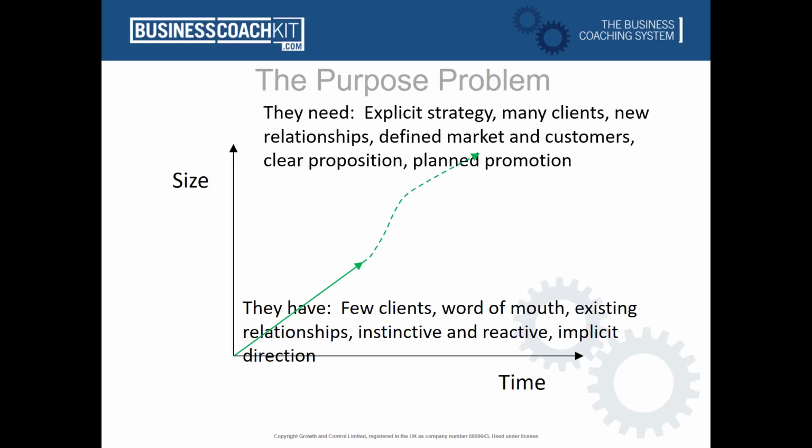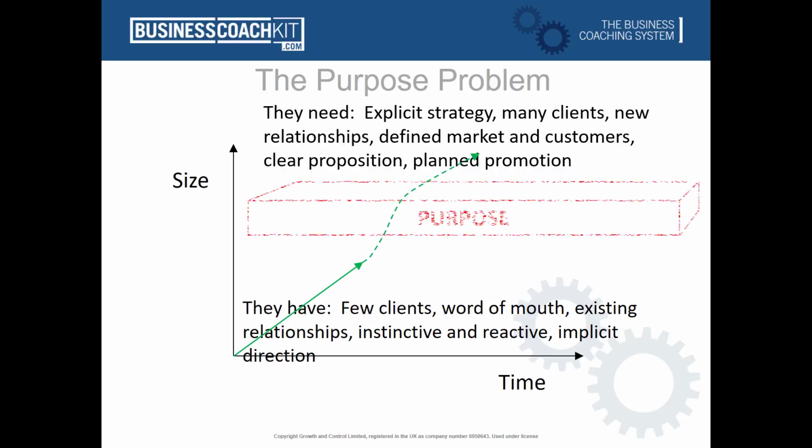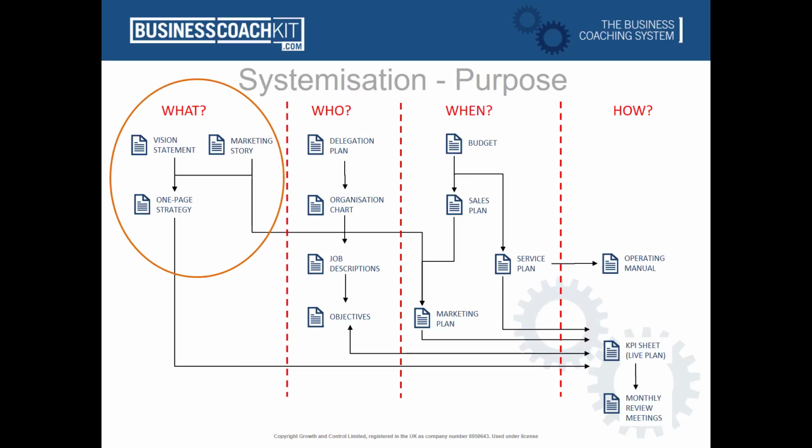To break out of that, to become systemized, they need an explicit strategy which works for lots of clients, people they don't know already. They need to be clear about their market, the customer's proposition, and how they communicate that. So there's a purpose barrier.